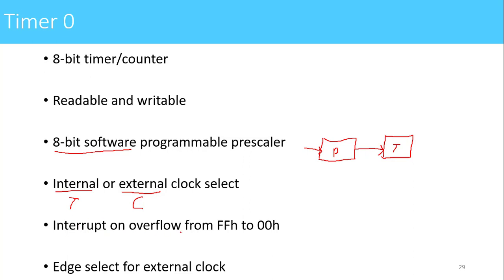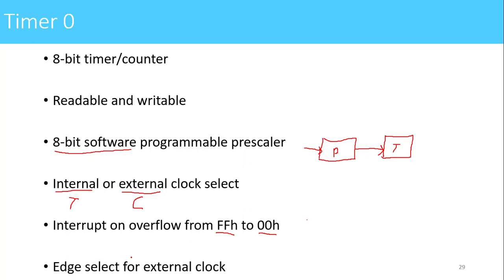Then there is interrupt on overflow from FF to 00. As we know, the timer is 8 bits, so the maximum value possible is FF. After FF, if one more clock signal is given, then the value will roll over to 00, and at the same time, an interrupt will be generated.